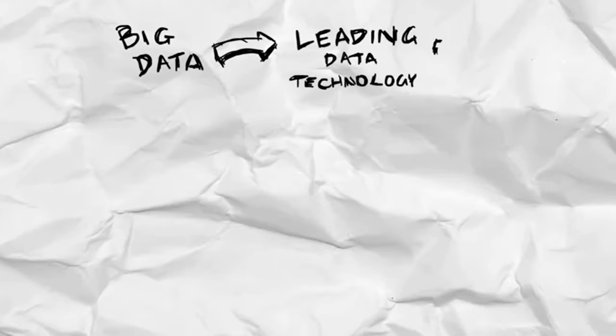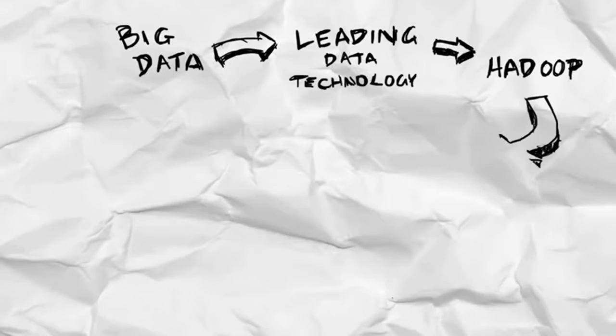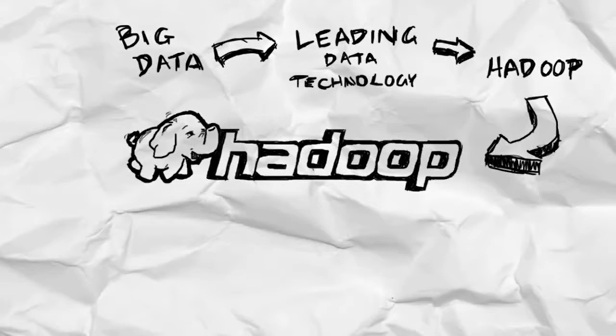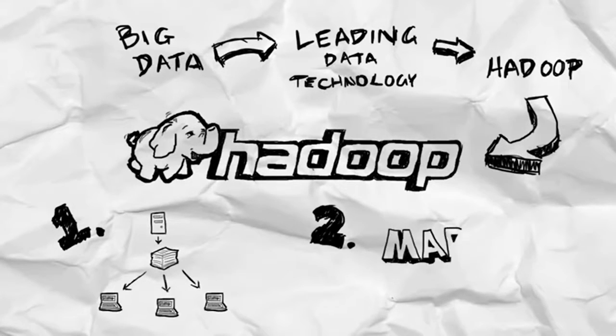With big data, there are many technologies, and the leading big data technology right now is Hadoop. Hadoop is an open source software library for reliable, scalable, distributed computing. Hadoop consists of 2 main components: Hadoop Distributed File System and Hadoop MapReduce.